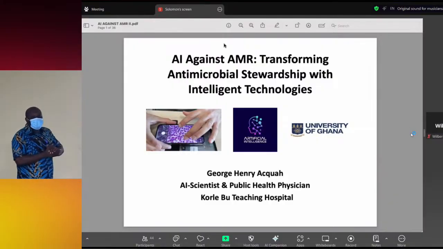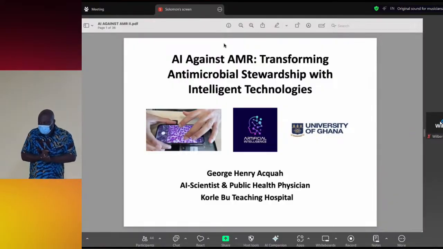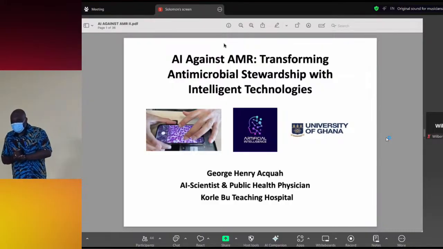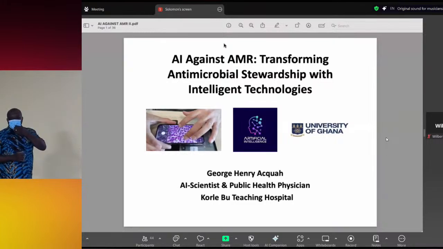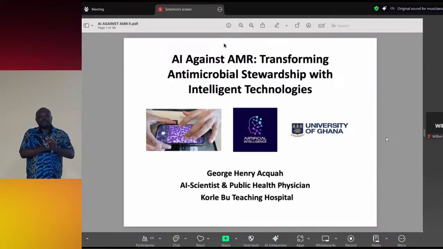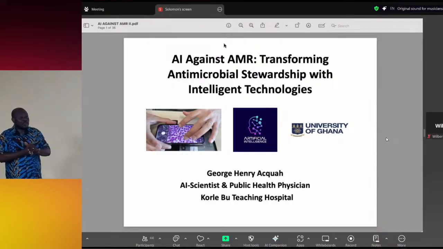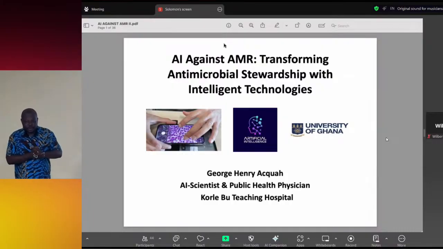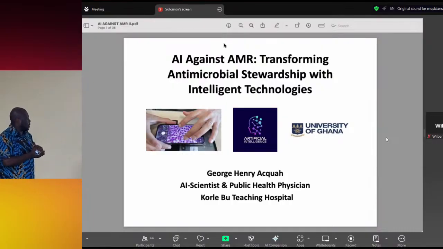Now, antimicrobial resistance is responsible for the death of about 5 million people in the world every year. And when we put together all the deaths from diseases in Ghana, including strokes, cancers, diabetes, and kidney failure, they don't add up to as much as the deaths from antimicrobial resistance alone. So it's one of our leading killers and a very serious phenomenon.